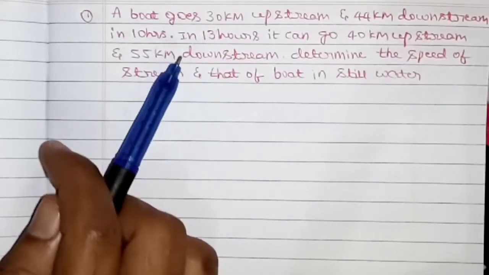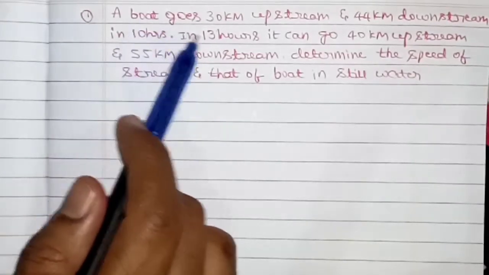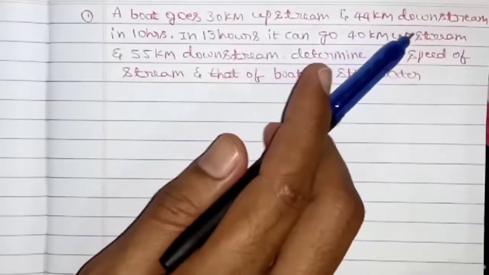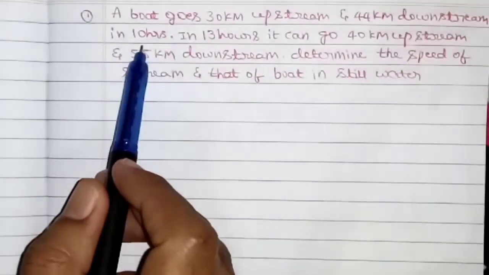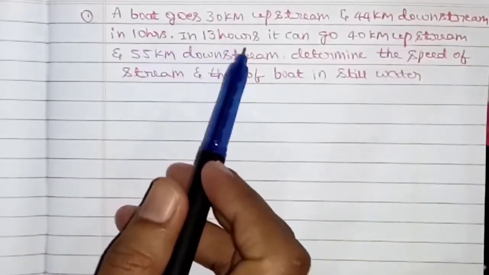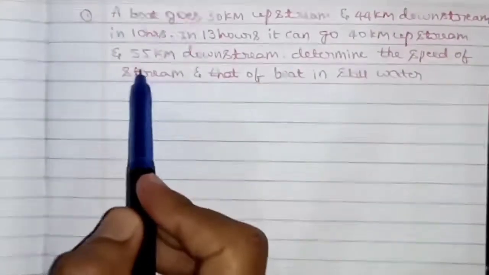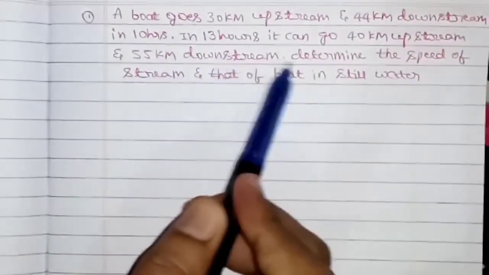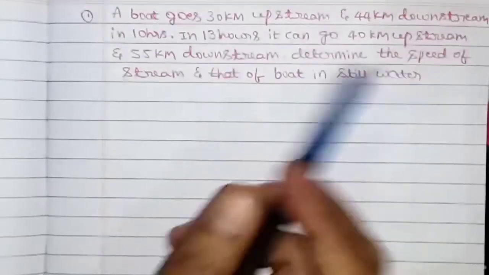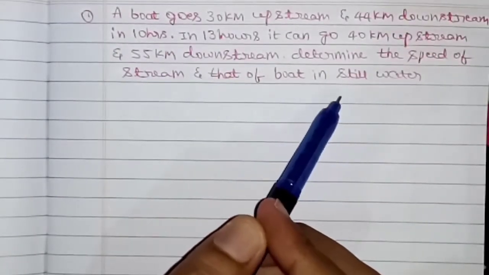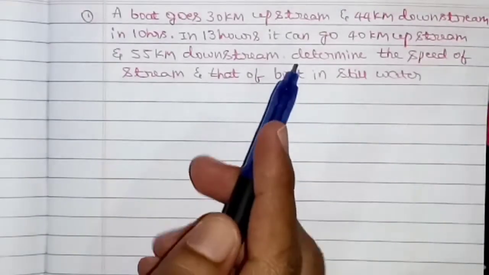Now the question is: a boat goes 30 km upstream and 44 km downstream in 10 hours. In 13 hours, it can go 40 km upstream and 55 km downstream. Determine the speed of the stream and that of the boat in still water. Now, this is the question, children. How to solve this?